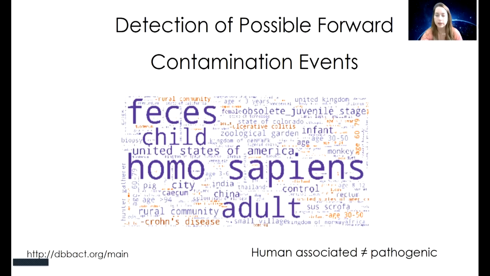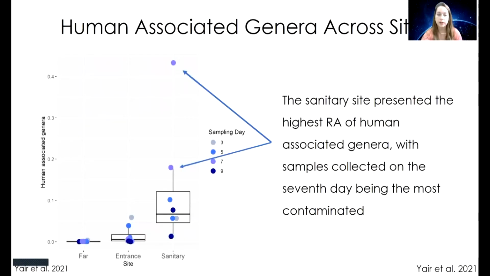To identify these bacteria, we first compiled the list of taxa found to be human-associated in previous studies. To do that, we used the dbBact database. dbBact is a community knowledge base for information about microbial ecology. The human-associated taxa that we found can serve us as the markers to detect forward contamination. Here you can see the relative abundance of human-associated genera in the samples taken from each site.